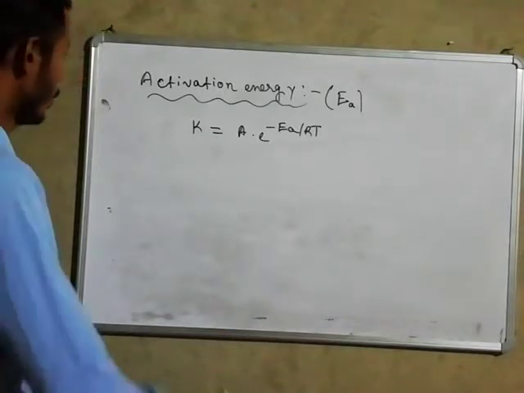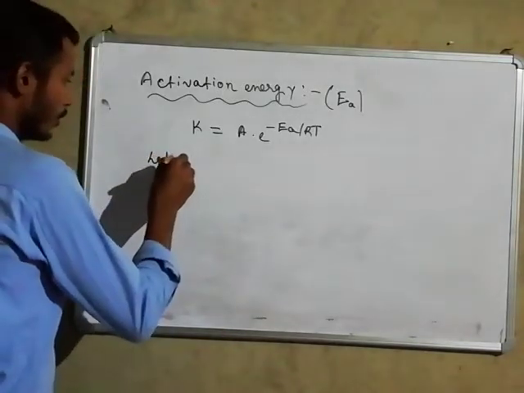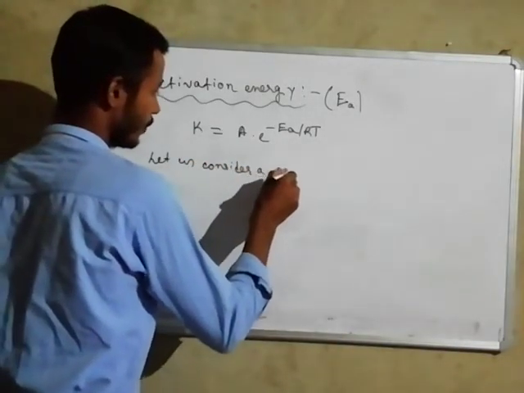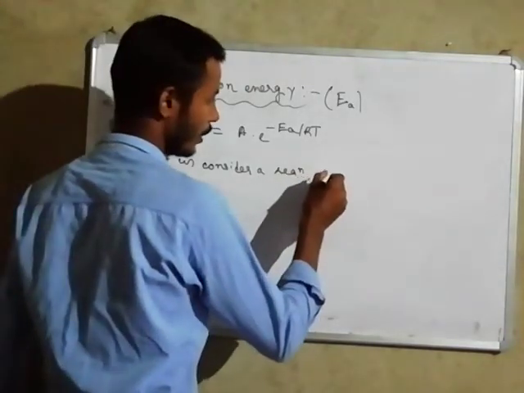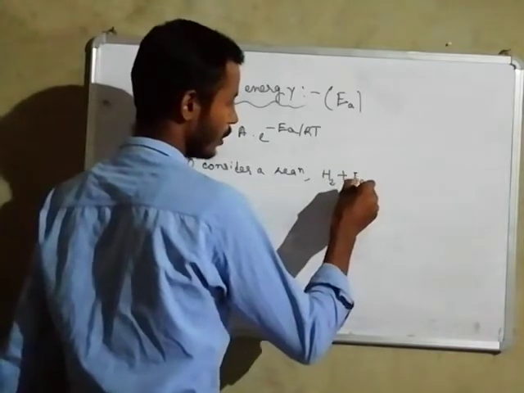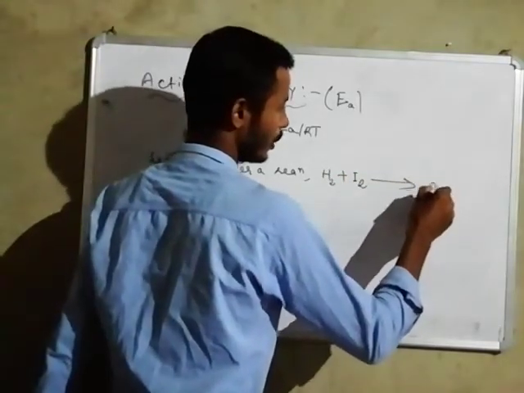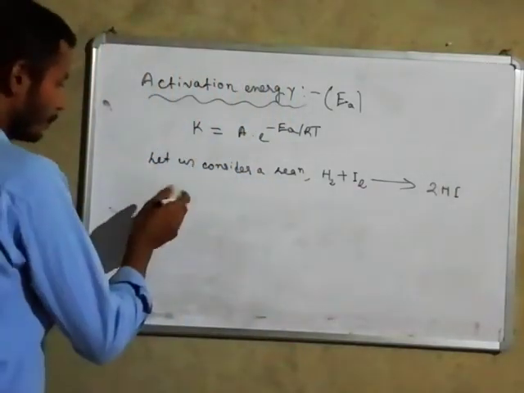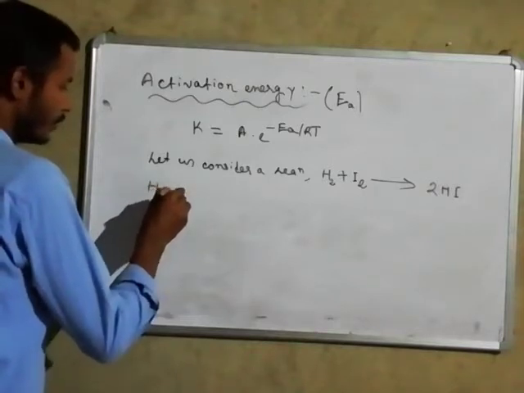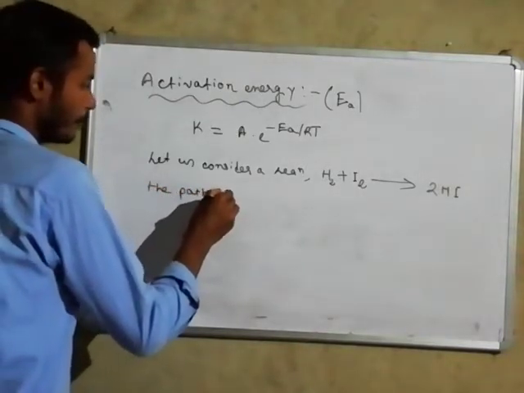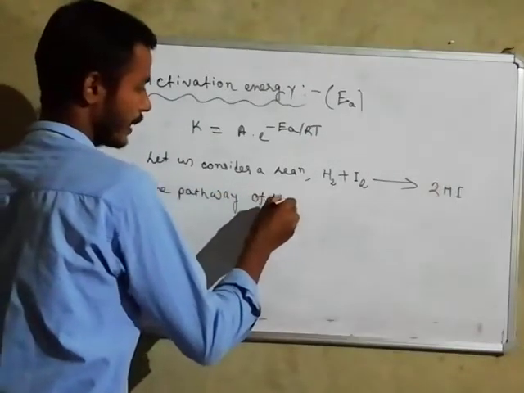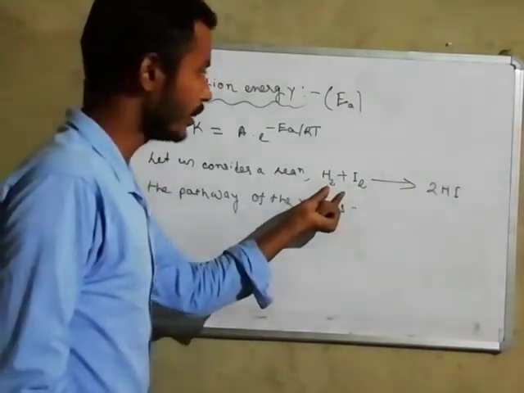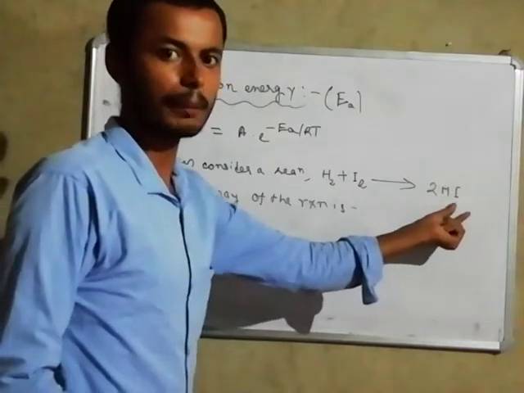Okay. So let us consider a chemical reaction. What is the reaction? Hydrogen reacts with an iodine molecule to give hydrogen iodide as a product. How will this reaction take place? The pathway. Pathway means mechanism. When hydrogen reacts with iodine, it gives hydrogen iodide as a final product.